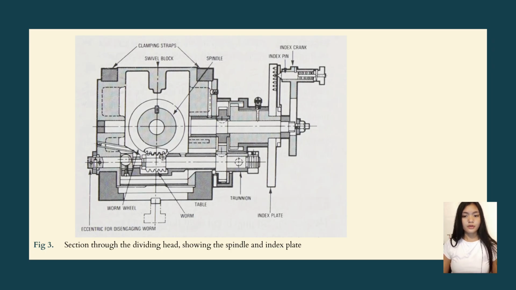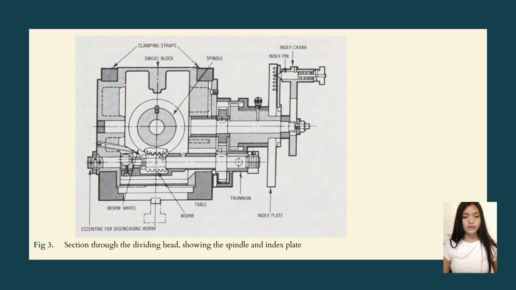This image is a cutaway diagram showing a section through a dividing head, focusing on the spindle and index plate mechanism. Spindle. The central rotating shaft that holds the workpiece. Index plate. The plate with regularly placed holes used for indexing the workpiece. Index pin. The pin that engages with the holes in the index plate. Index crank. The handle used to rotate the index plate.